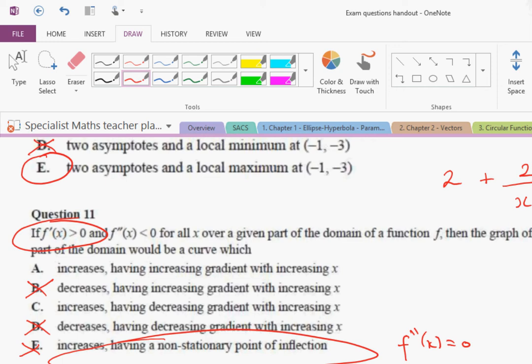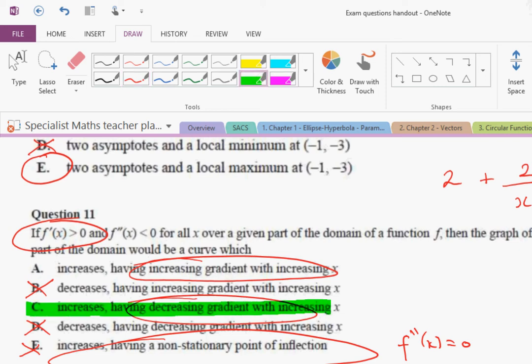And if you think about it, we've got an increasing gradient or a decreasing gradient. Well, a decreasing gradient comes with a negative f double dash of x. So therefore the answer is C. Pretty easy question. Once again, you could do that in under a minute. You should be able to do it in under a minute if you're on your A game.